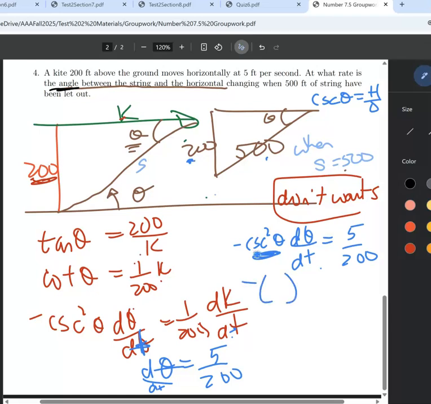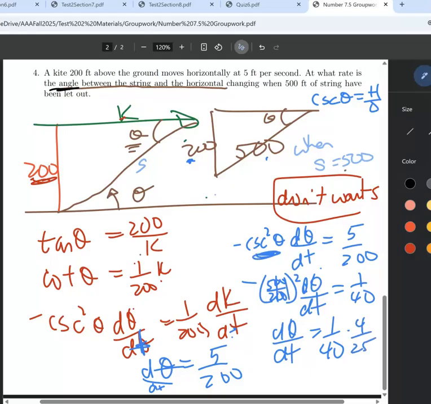I do. So if I put in 500 over 200 squared, d theta over dt, and you know this gives us 1 over 40, right? And then if I take this d theta over dt, and if we canceled the zeros, I would be multiplying by 4 over 25, and so that would give me negative, hold on a second, yeah, negative 1 over 250. Wow.